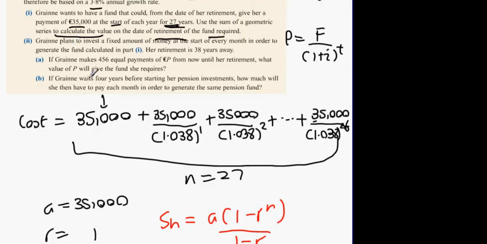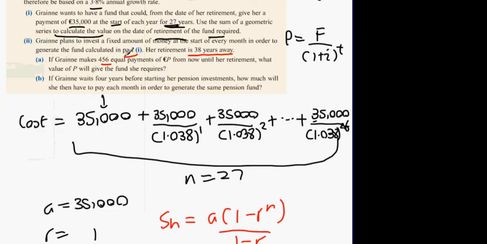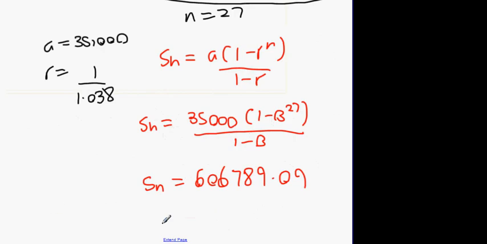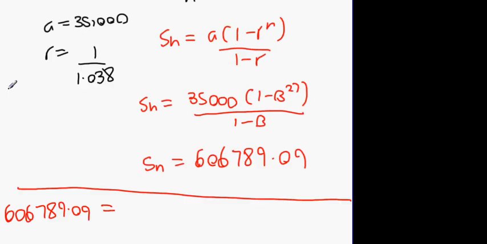Okay. Now, if Grania plans to invest fixed amounts of money at the start of every month in order to generate the fund calculated in part 1, her retirement is 38 years away. If Grania makes 456 equal payments, so that's 38 multiplied by 12, what value of P will she be required to pay, given the fund she requires? So the fund she requires is 606,789.09.